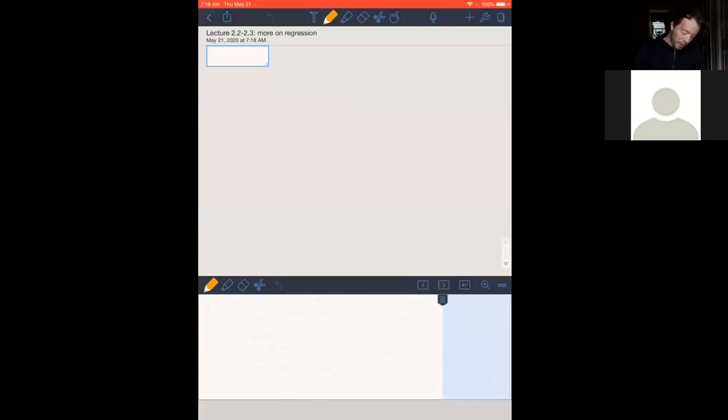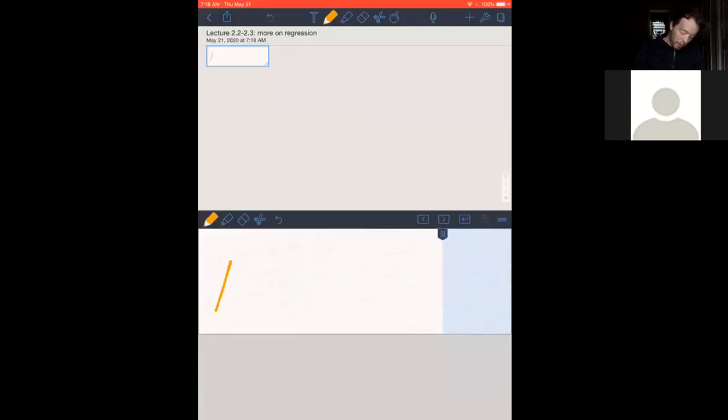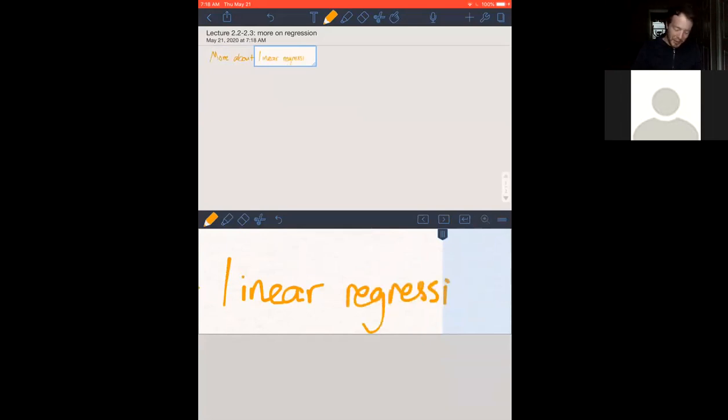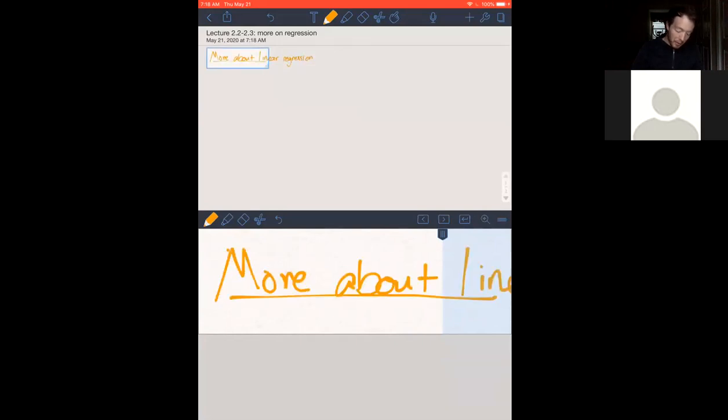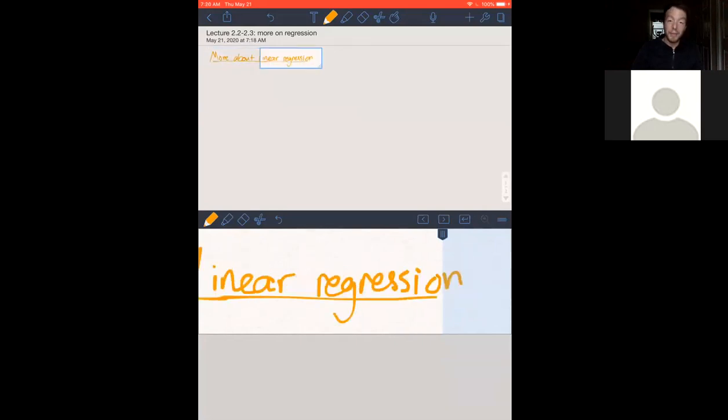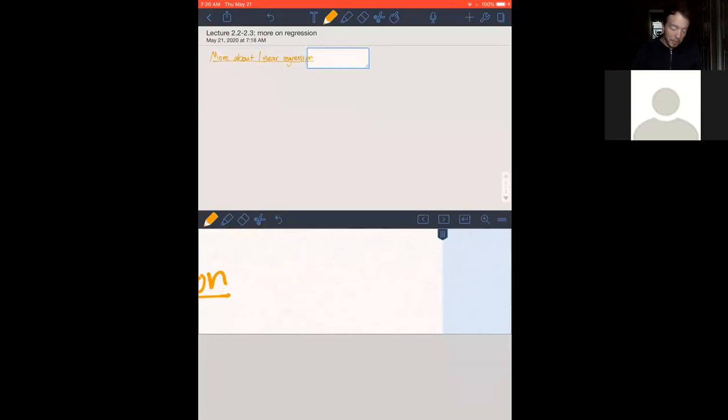So today I want to talk more about linear regression. As you can guess, it's a pretty big topic in this class, being able to do the least squares regression line, and to think about these ideas of best fit line for a scatter plot.